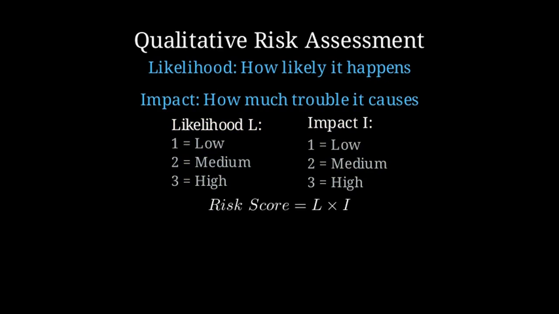Step 2 is the risk formula. Even though this is qualitative, we use a simple multiplication rule. Risk score equals likelihood times impact.